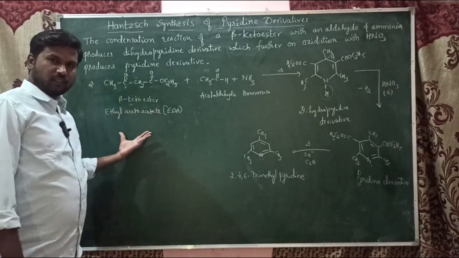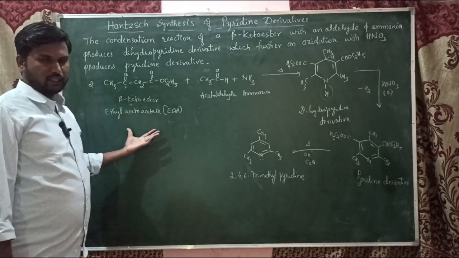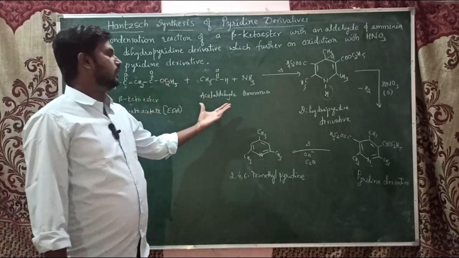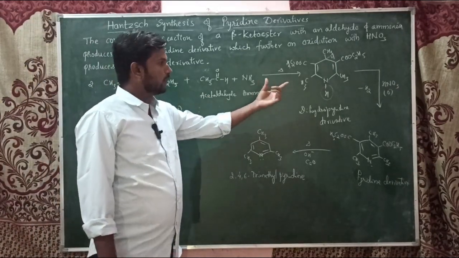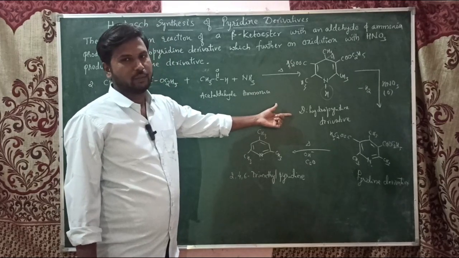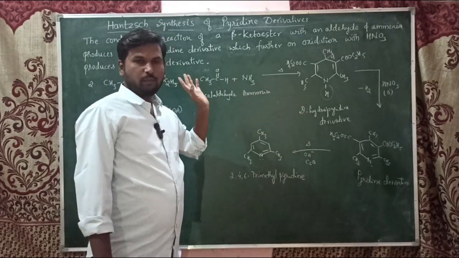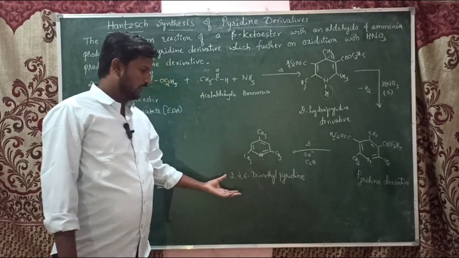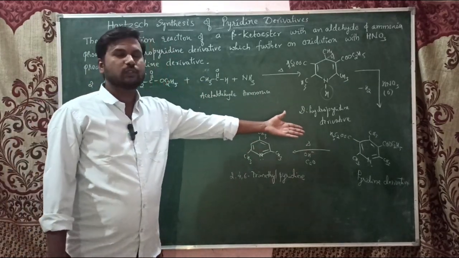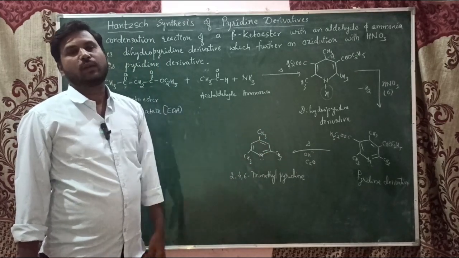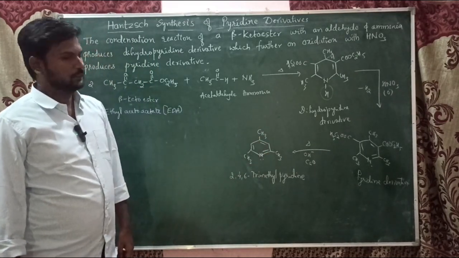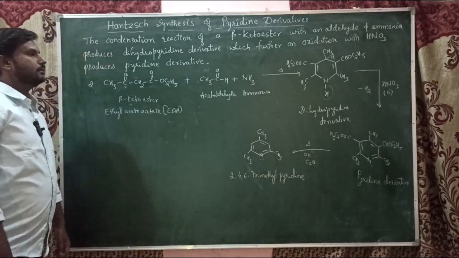2 moles of EAA, beta ketoester, will condense with aldehyde and ammonia, forming first a dihydropyridine derivative, which upon oxidation gives a pyridine derivative. So this is also a pyridine derivative. Here we have removed just the ester groups by hydrolysis and decarboxylation.